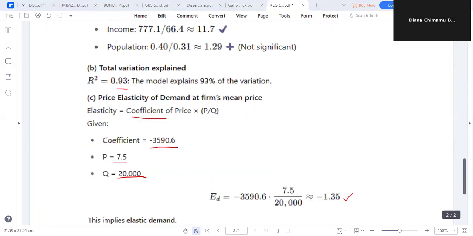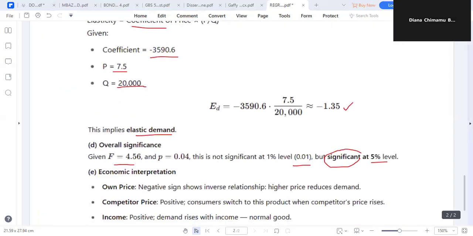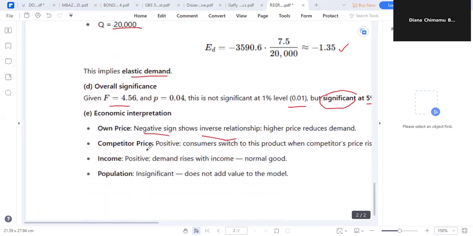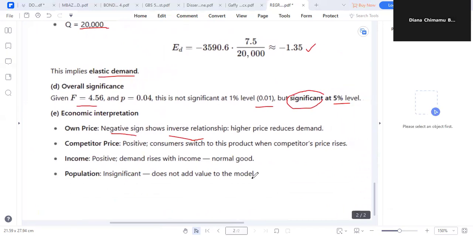So here what it means is that, number one, price has a negative inverse relationship. The negative sign just shows that the higher the price, the lower the quantity demanded. Then competitors' price here, we are able to tell that it is elastic, so that consumers are able to switch as the prices go up. Then income is positive. So it means that this is a normal good. Then population is insignificant. It doesn't add value to the model. Are we together? Yes.